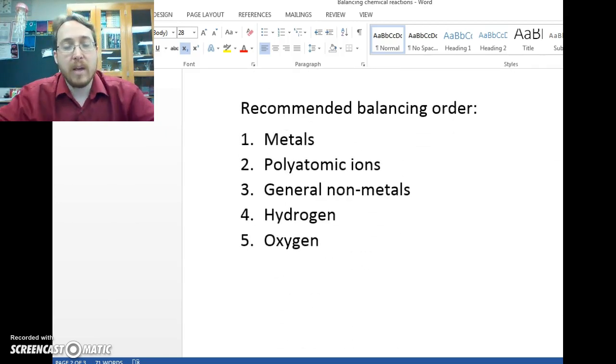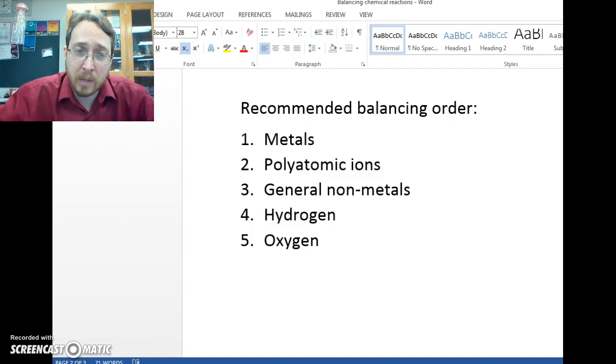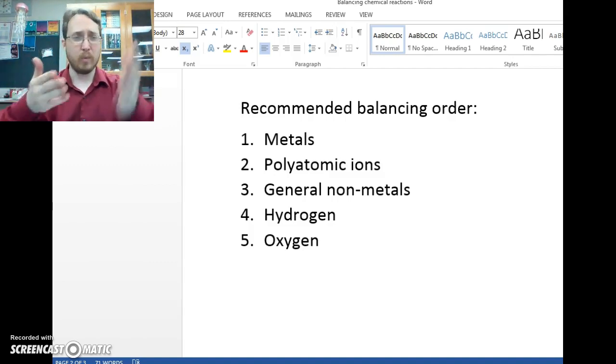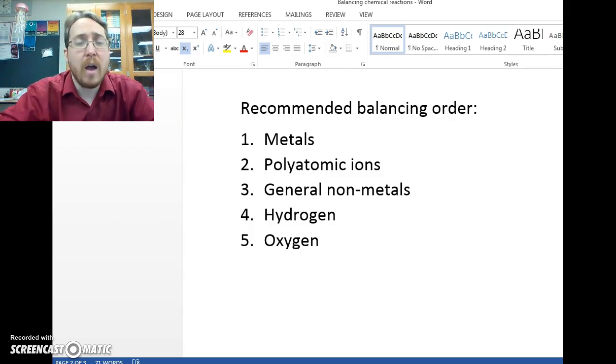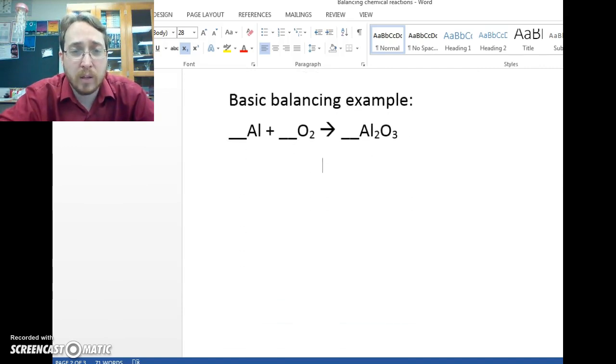Now, when you're balancing, there's a recommended order because oxygen can get really complicated, especially if we're in a particular type of combustion reaction. So we can use this order to help us figure out what we need to do next if we're ever stuck. When you're looking at your elements, you want to balance metals first, then polyatomic ions, then general nonmetals, then hydrogen, then oxygen. So let's take a look at this particular example.